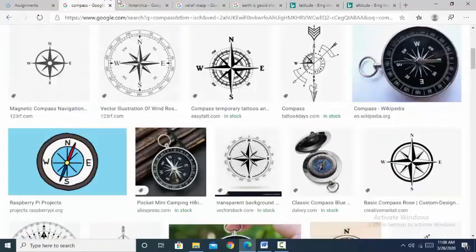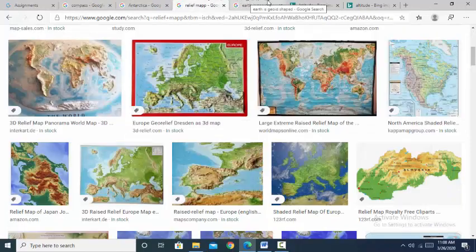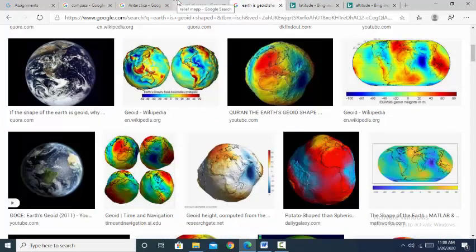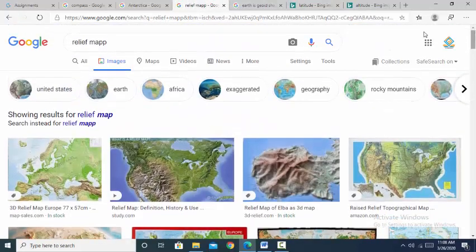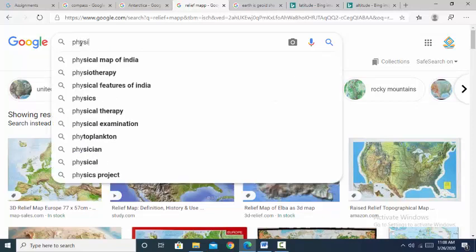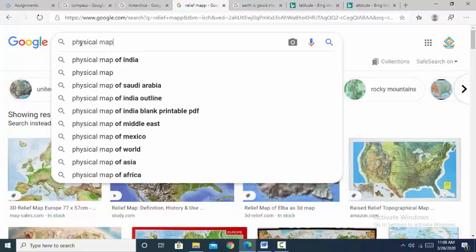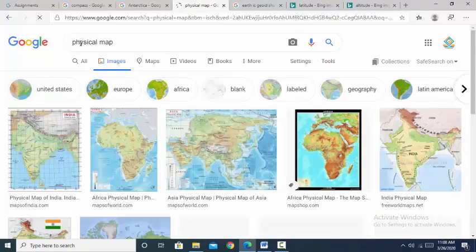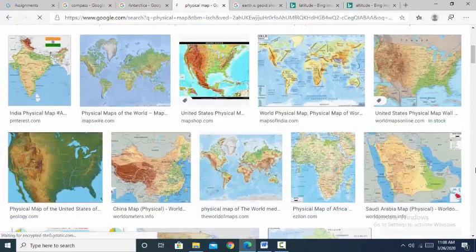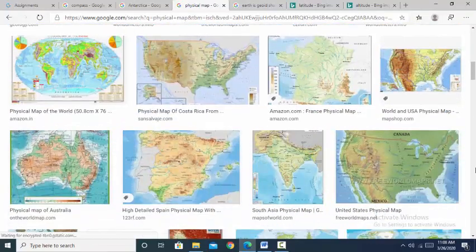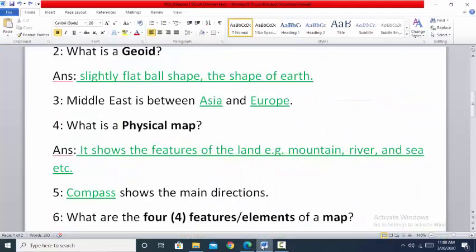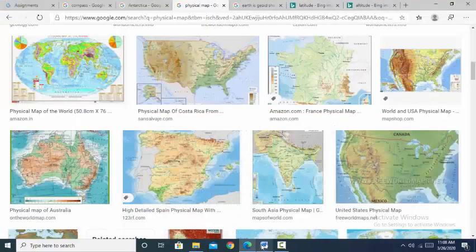Okay, this is Antarctica, compass. This is the relief map. And this is Earth. And this is what's meant by the physical map. If we check the physical map, we can see that it shows the different parts of the world, which are highlighted, mostly the mountains and rivers and seas, etc. You can check here the different mountains. You can see them highlighted. You can see the rivers. You can see different kinds of seas, etc.